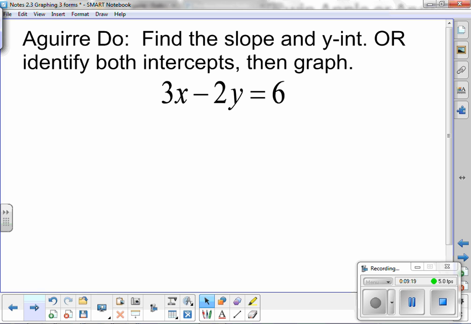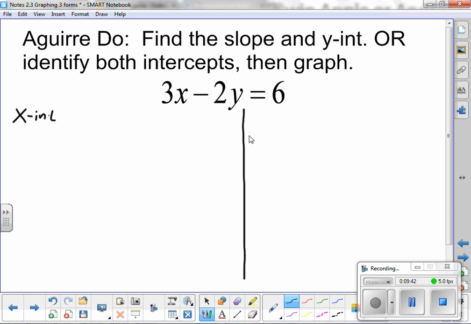So moving on, let's go ahead and do an example of this one. I'll do this 2 ways. Notice this says find the slope and y-intercept, or identify both intercepts then graph. So you're doing one of these 2 things to graph. I will show this both ways though. We'll do the x and y-intercepts first. So x-intercept, y-intercept. To find the x-intercept, you need to plug in 0 for y.